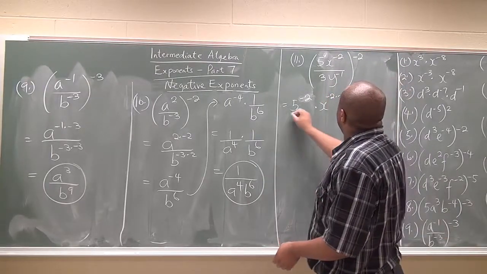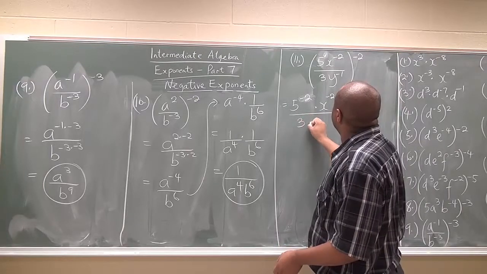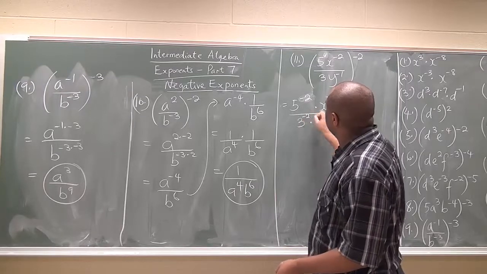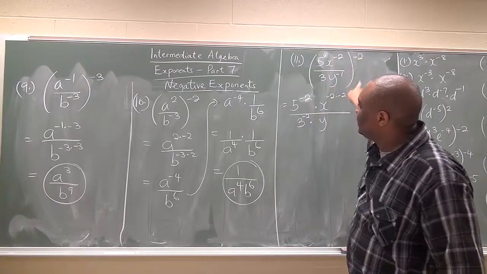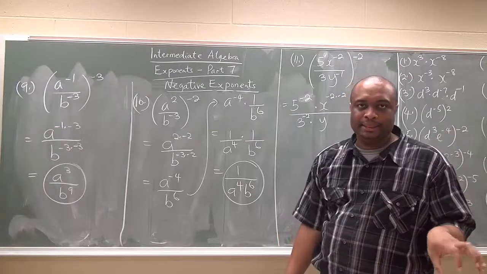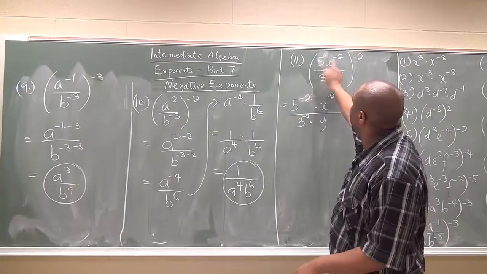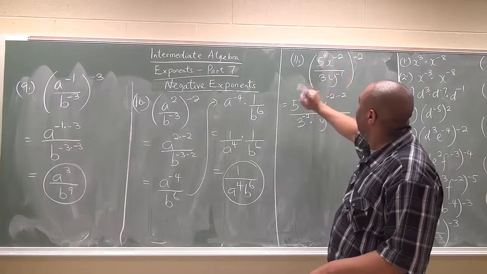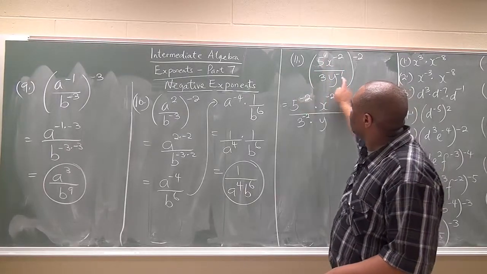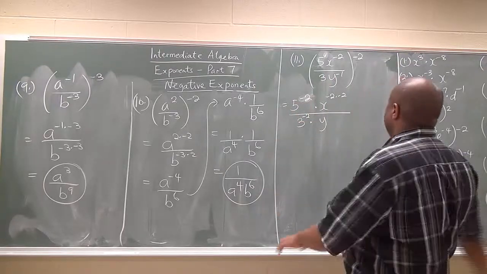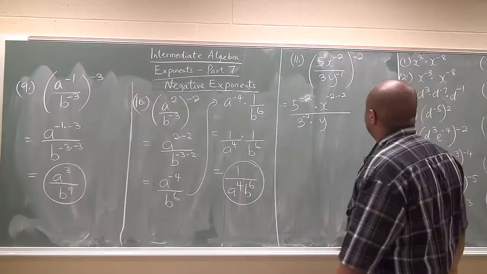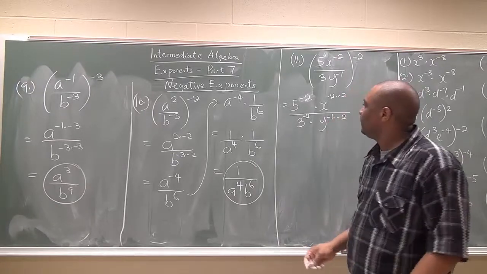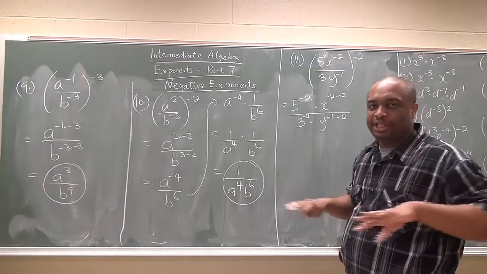Okay. All over 3 times y, 3 exponent negative 2. Because this negative 2 outside exponent is for every base. So you have base 5, you have base x, you have 3 as another base, you have y as another base. So this is 3 exponent negative 2 times y, negative 1 times negative 2. So let's keep on dissociating.